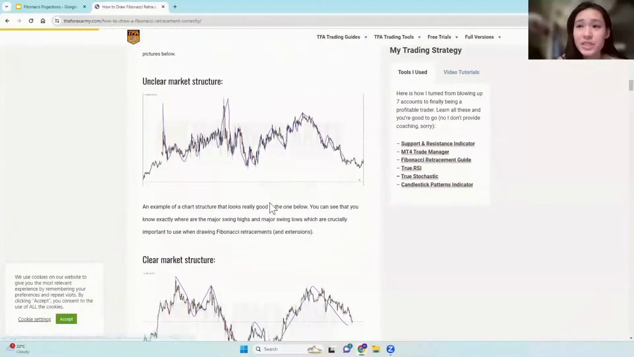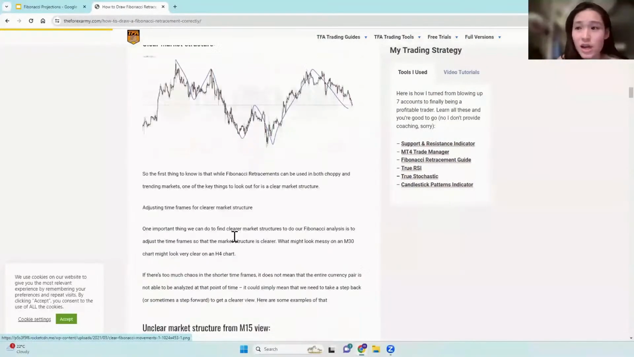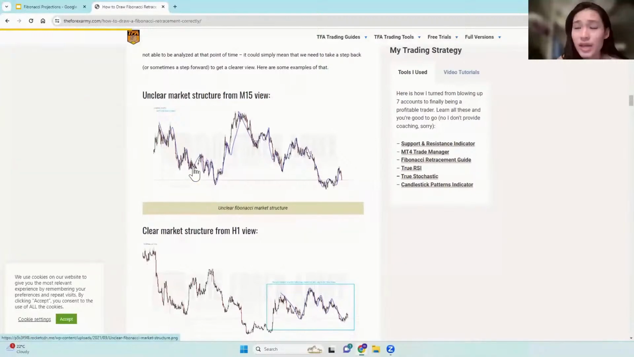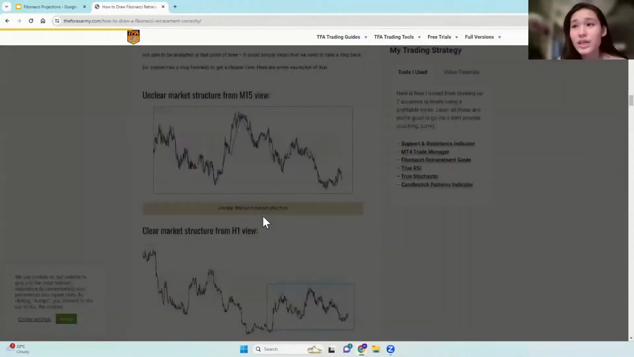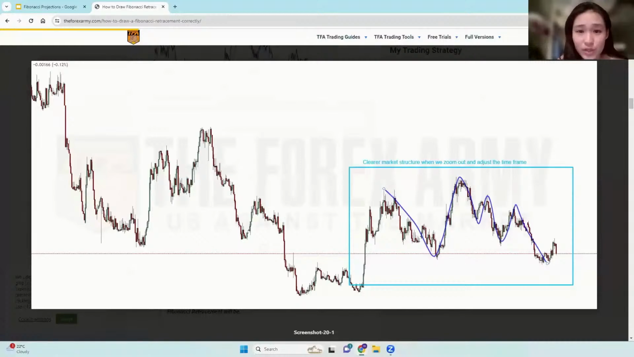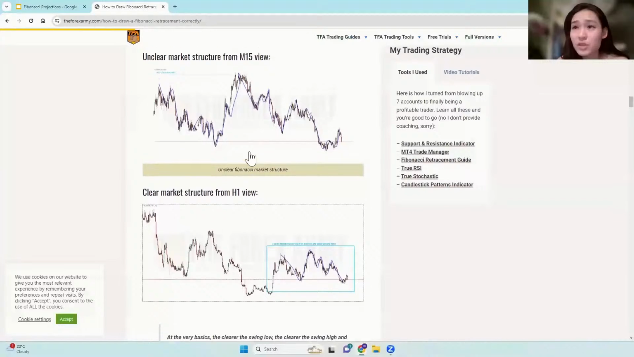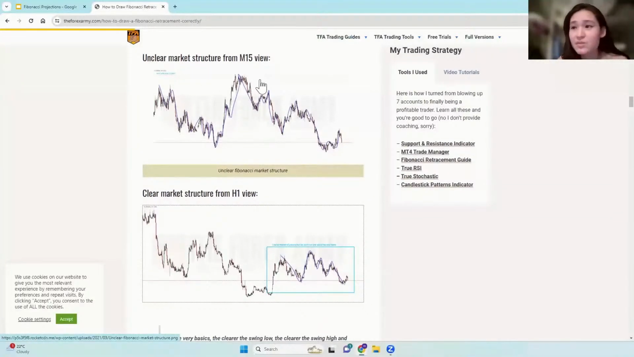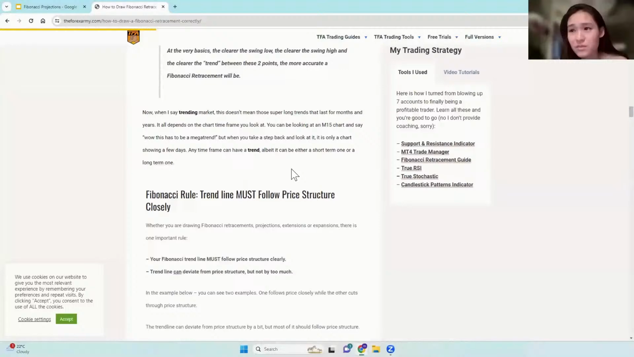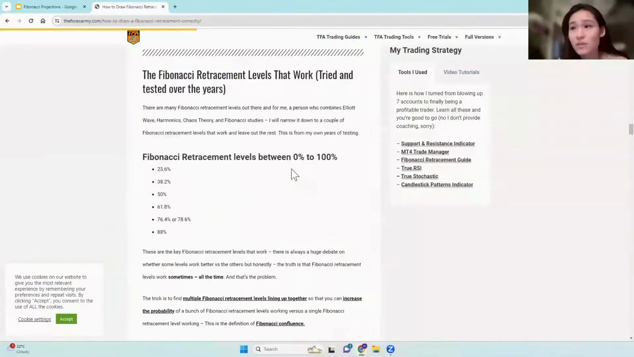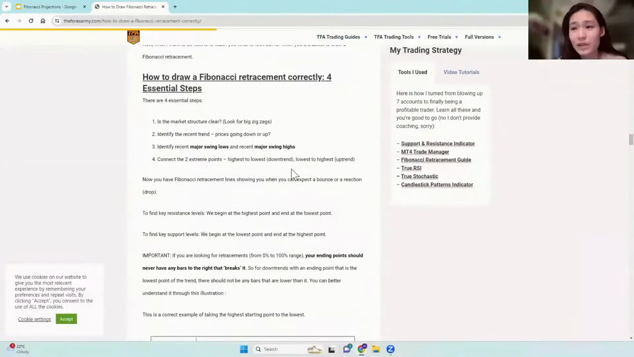You can see that we recently talked about the unclear market structure, and now this shows you an unclear market structure from an M15 view can actually look clear on an H1 view as well. This area here that we've highlighted is the market structure that was on the M15 view. Just because it looks unclear on one time frame doesn't mean that it's not usable. Feel free to check this out after our webinar.